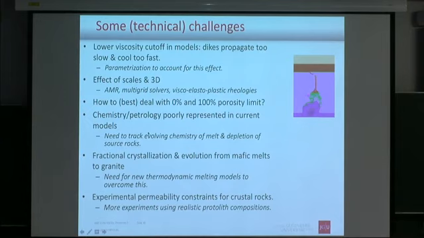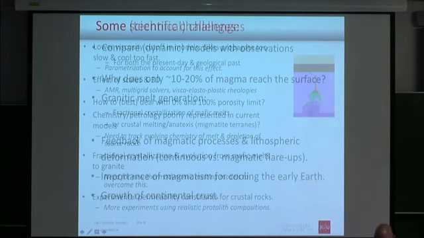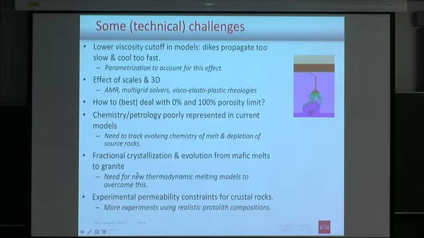Another thing is that the chemistry is not tracked. So we need to track the evolving chemistry of both the melt and the depletion of the source rocks, and this is a tricky problem. In many continental arcs, there are basically two groups of thinking: one is that fractional crystallization could actually generate granitic rocks, whereas other people say that no, it's due to mixing, or it's due to melting of sedimentary rocks.